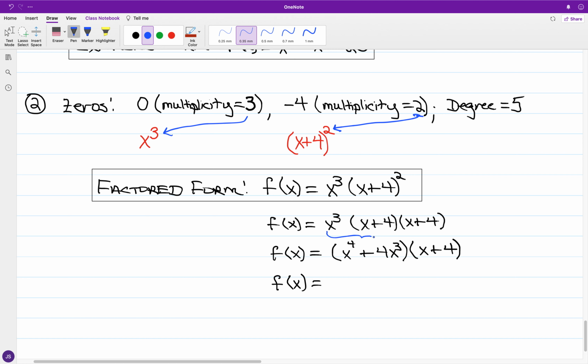Again, I clustered these two factors together and multiply, and in foiling out, you have x to the 4th times x, so this will be x to the 5th. Then we have x to the 4th times 4, so you have 4x to the 4th. Inside product, we're going to have 4 times x to the 4th. And then we have 4x cubed times 4, so this will be 16x cubed.